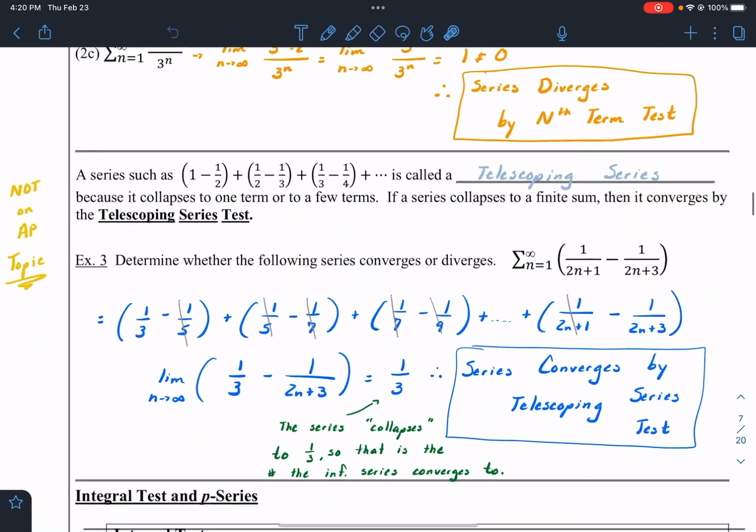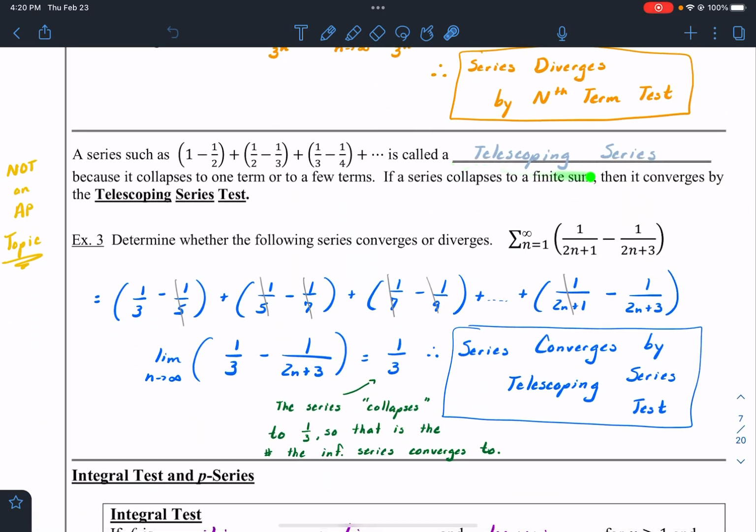Then we talked briefly about telescoping. Telescoping is not AP tested, but it's this idea of these terms kind of collapsing on one another. And when those terms collapse, we're able to take this limit and determine that it is approaching a very specific number. So that's kind of this sum approaching a specific value. So telescoping is pretty unique, and again, it's not AP tested.